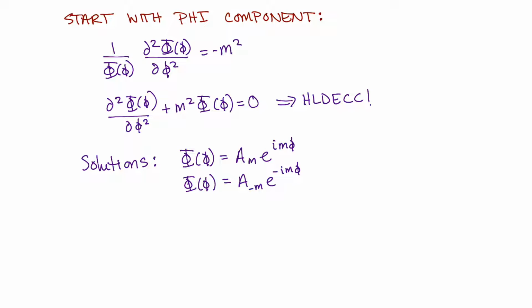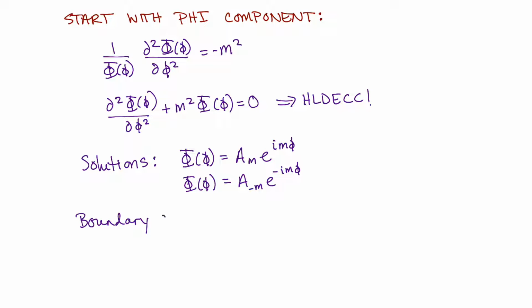Okay, so here are the solutions to our HLD-ECC up above. We have one version where we have positive m values, one version where we take on negative m values. So now we are in business. All right, so next step is to apply our boundary conditions.